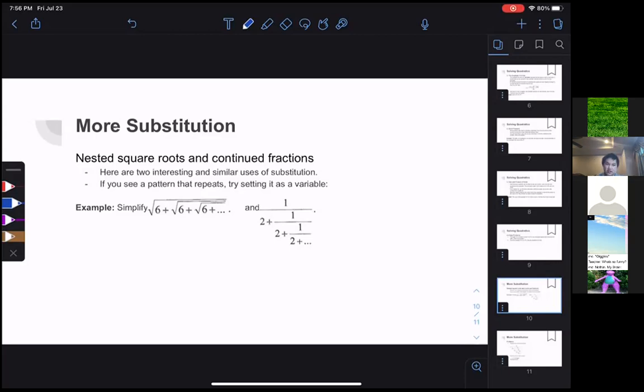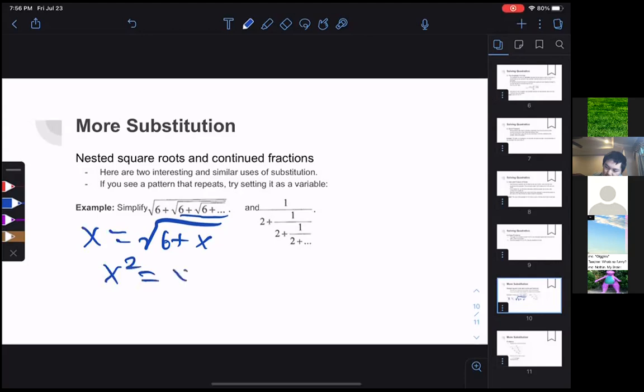All right, so I'll go over these now. For the first one, the quadratic you get is x equals root of 6 plus x, right? Because this stuff on the inside is x. So then you just make that substitution. Then you square, you get x squared equals x plus 6. x squared minus x minus 6 is equal to 0. So then you have (x minus 3) times (x plus 2) is equal to 0.